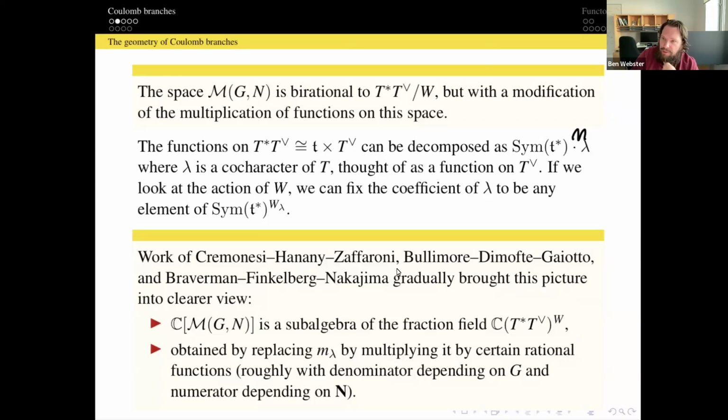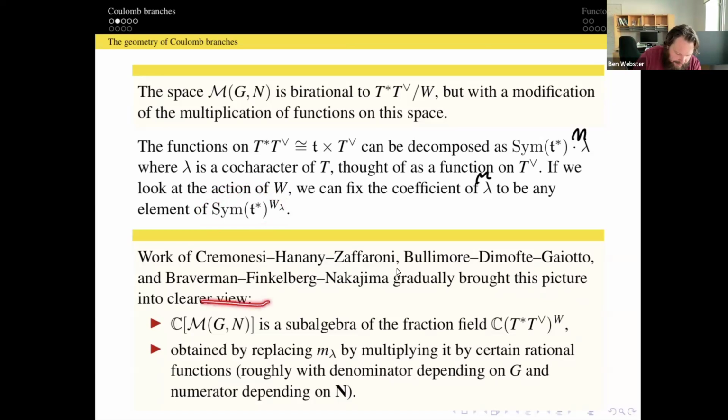So it's useful to think about this: I fix one of my co-characters, and I have a copy of Sym of T dual, which is all the functions on the cotangent fiber. And then what happens when I act with the Weyl group? Well, the Weyl group acts on my set of co-characters, and then it acts in a corresponding way on Sym of T dual. And so you can get an element of the invariants that sits over this orbit of co-characters by fixing one of the co-characters, where the coefficient has to be an element of the invariants of the stabilizer. So this is the kind of picture to think about.